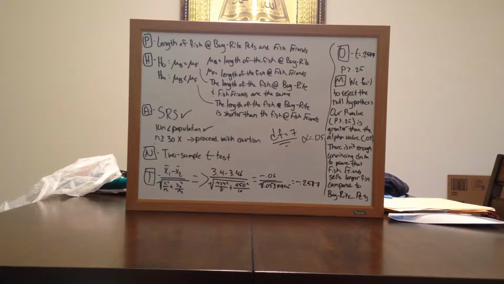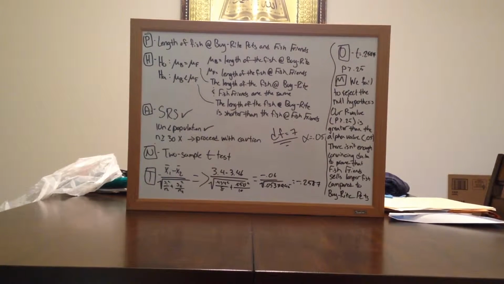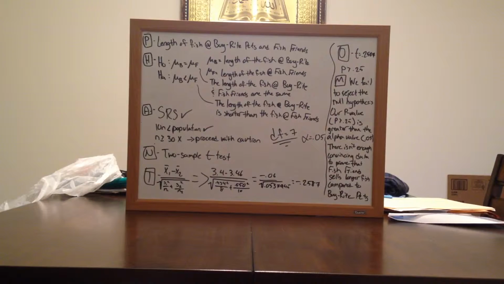So the question says, a large pet store buys the identical species of adult tropical fish from two different suppliers, Buy Right Pets and Fish Friends. Several of the managers at the pet store suspect that the lengths of the fish from Fish Friends are consistently greater than the lengths of the fish from Buy Right Pets.